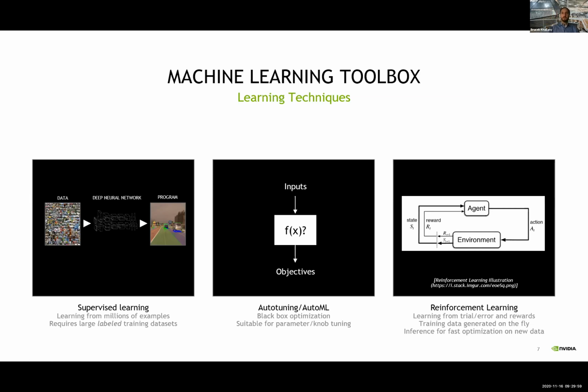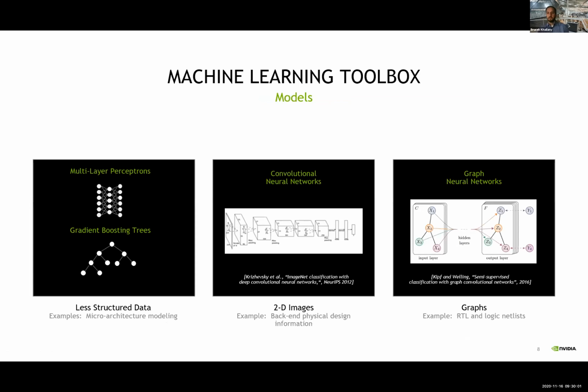So in addition to learning techniques, the other question is what deep neural network models we should use. In our group, we segment the world into three categories. So one is when we have less structured data, where we have inputs that may be things like performance monitors or just vectors of features. We often can use just fully connected layers, also known as multi-layer perceptrons.